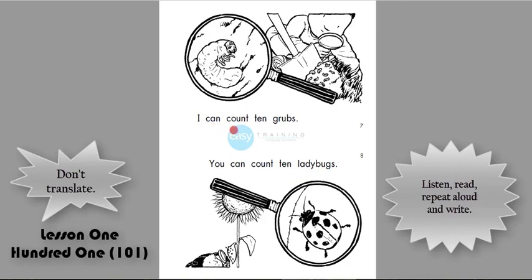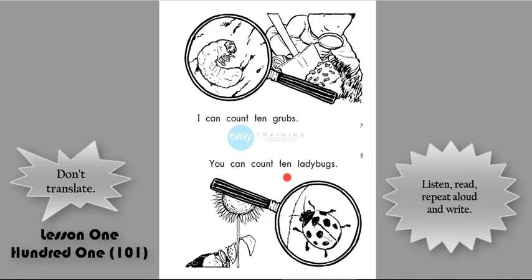He says, I can count 10 grubs. Do you see 10 grubs? Let's see. 1, 2, 3, 4, 5, 6, 7, 8, 9, 10 grubs. I can count 10 grubs. Can you count 10 grubs?